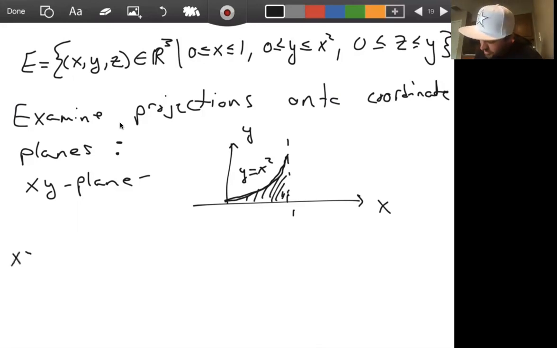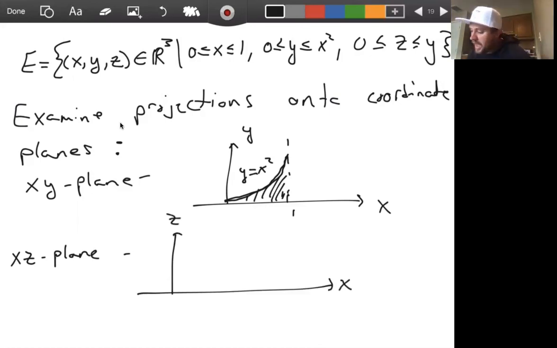Let's look at the xz plane. Well, in the xz plane, we have x is between 0 and 1 again.